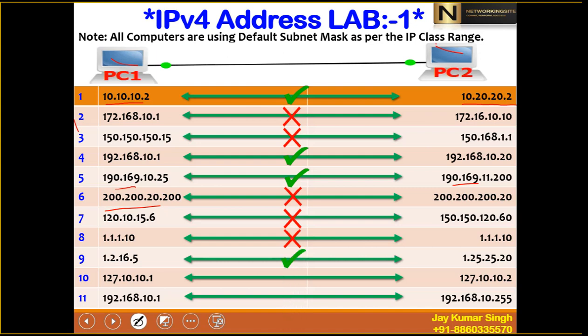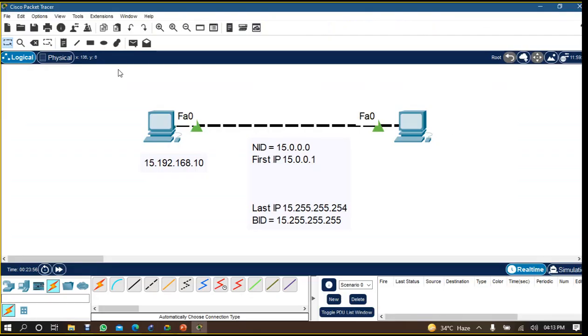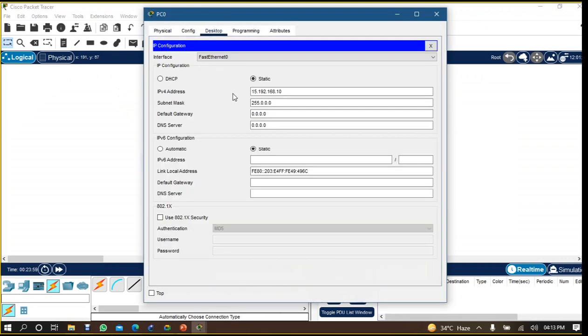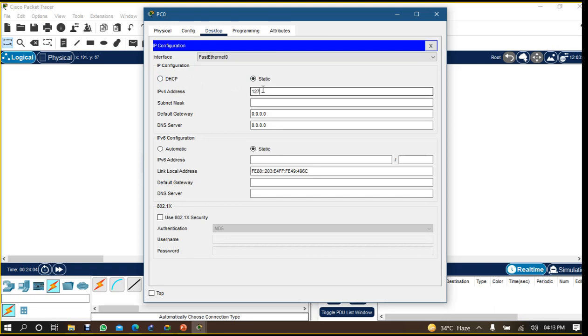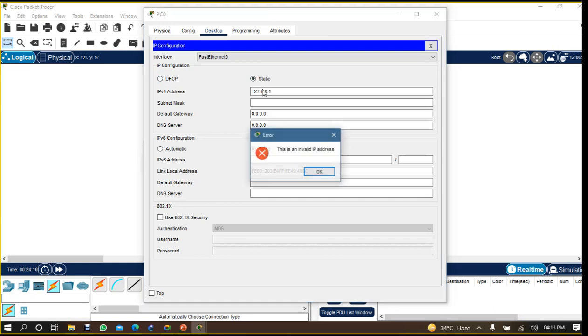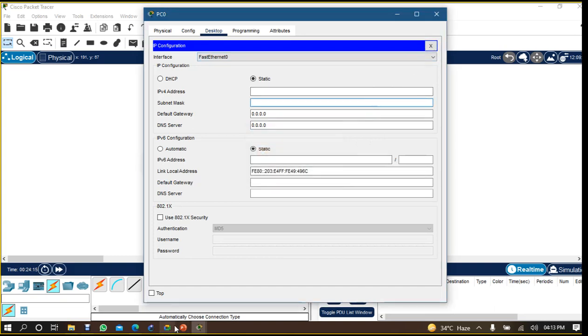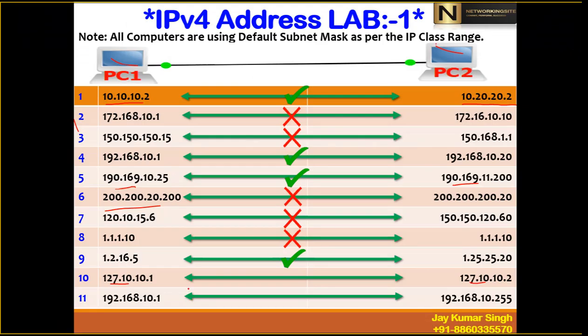Number ten, also it can communicate. It's a 127 address, so you cannot assign this IP address. Let me give you the example. If I come here and enter 127.0.0.1, see, invalid IP address. So no communication.